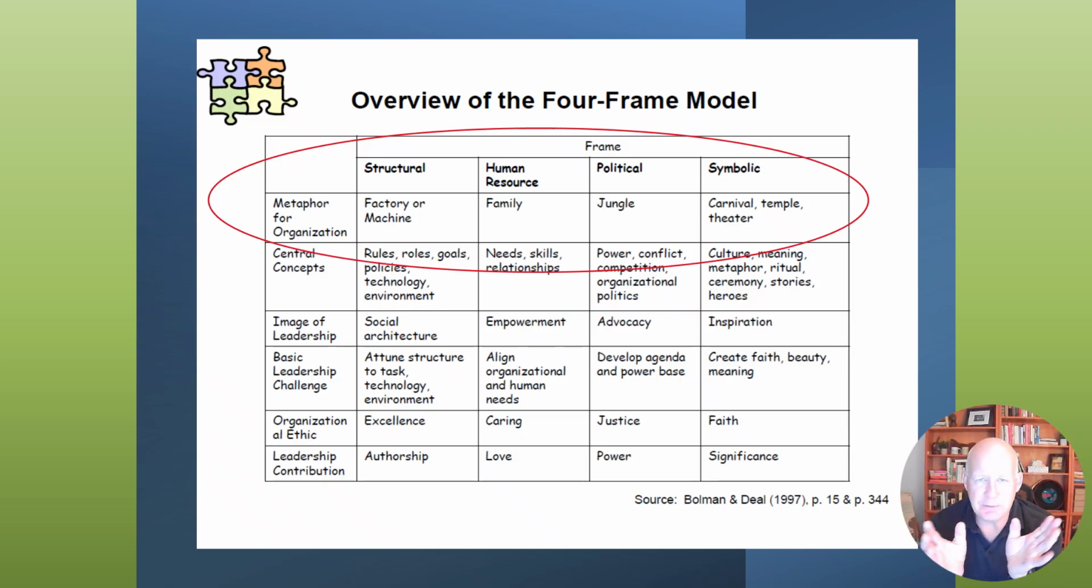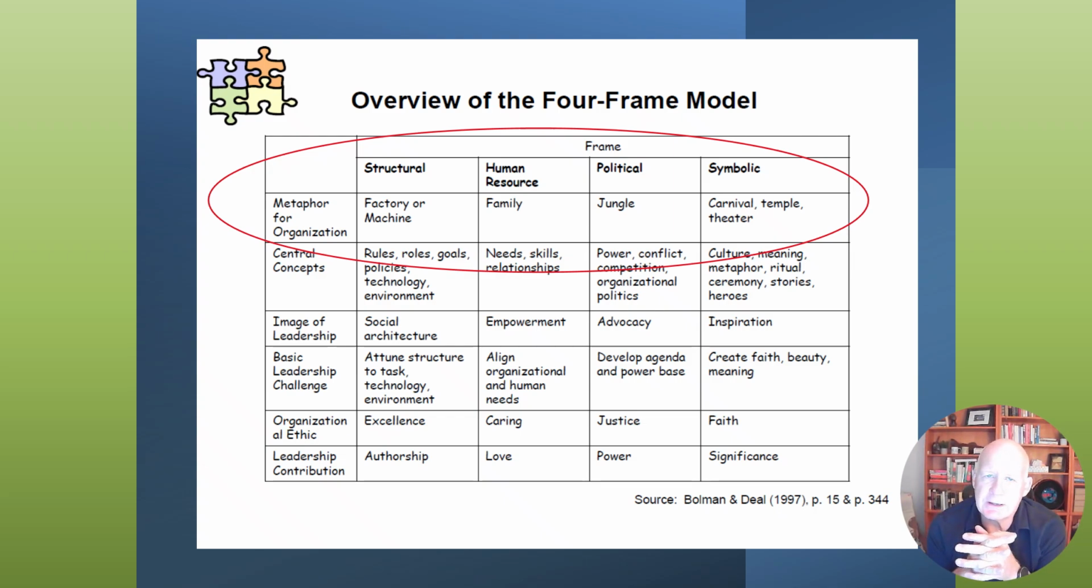You will become intimately familiar with these by the end of the course. So, structural frame, the guiding metaphor is a factory or a machine, right? You can organize it like a factory, and if you organize it in the right way, you maximize efficiency of the organization. Very common way of looking at organizations, and that's where we'll start.